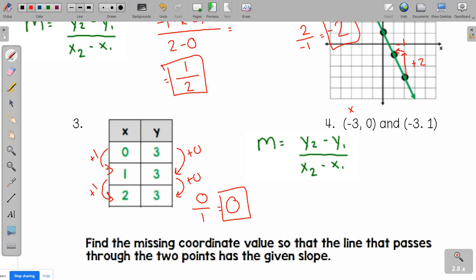Label your points. So 1 minus 0 over negative 3 minus negative 3. 1 minus 0 is 1. Negative 3 minus negative 3. So we have negative 3 plus 3, which is 0. We cannot have a 0 in the denominator, so this makes it undefined.